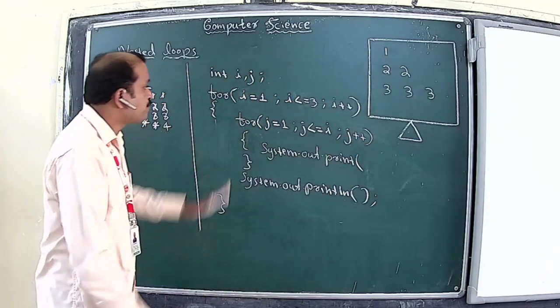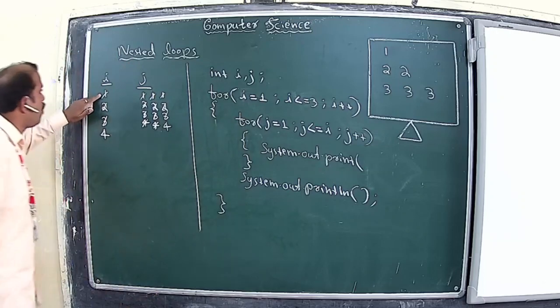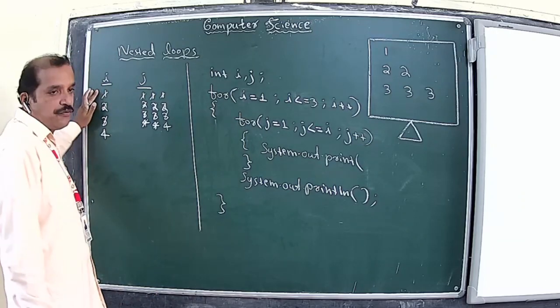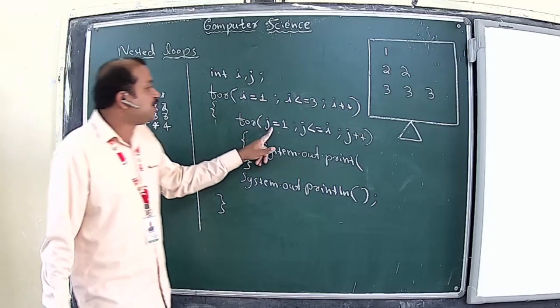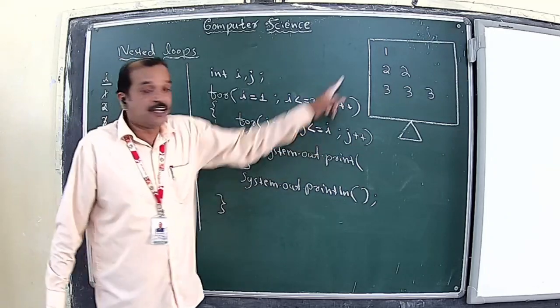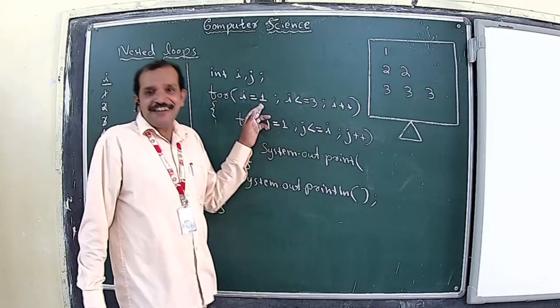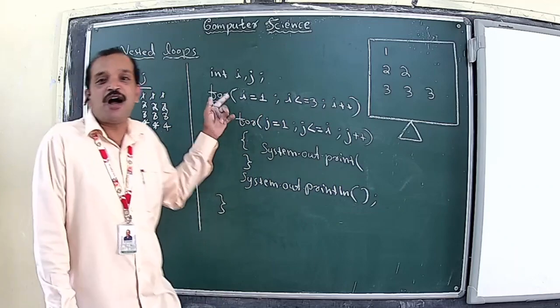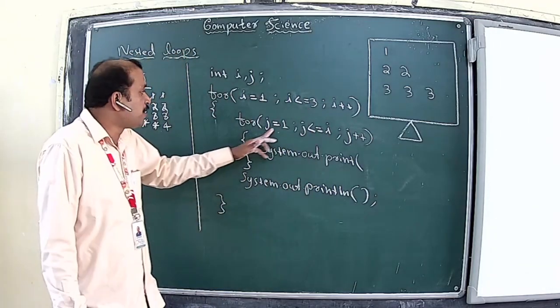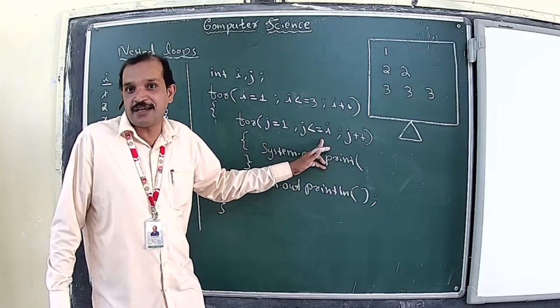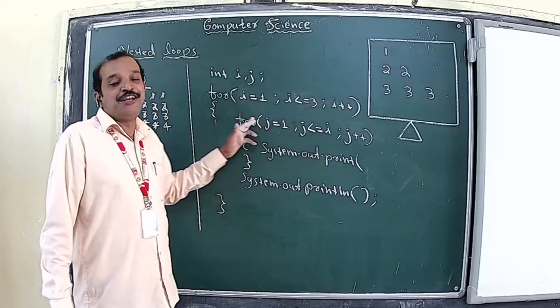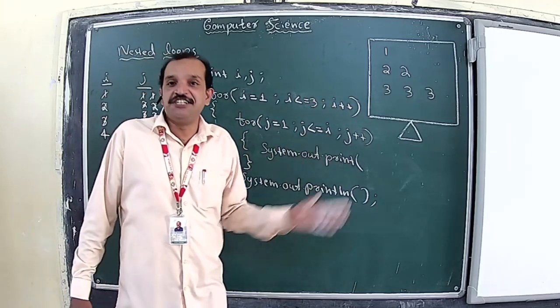Now you will see in the first iteration of the outer loop, the value of i is 1 and j will iterate from 1 to 1. That is only 1 time. In the second iteration of the outer loop, the value of i will be 2 and j will iterate from 1 to 2, that is 2 times. And third time, the inner loop will iterate from 1 to 3, that is 3 times.